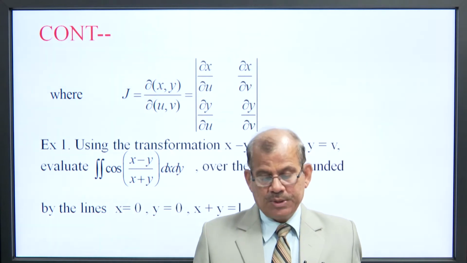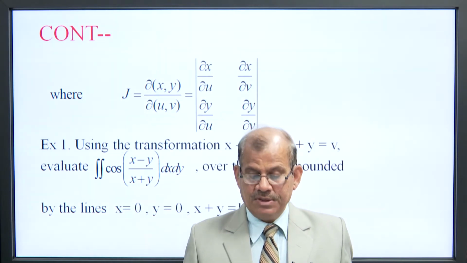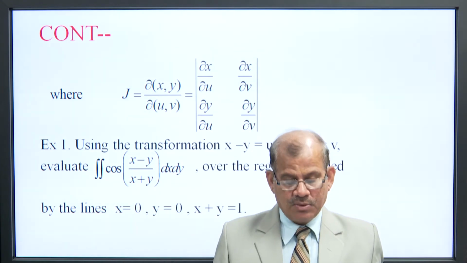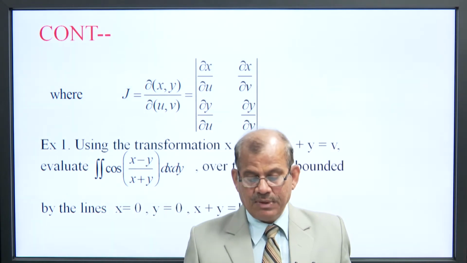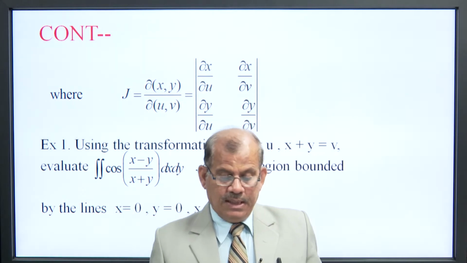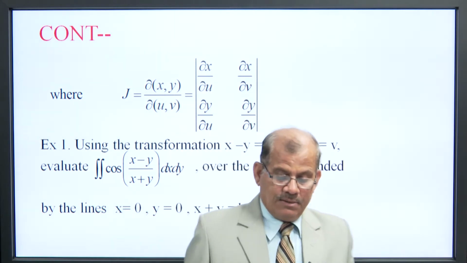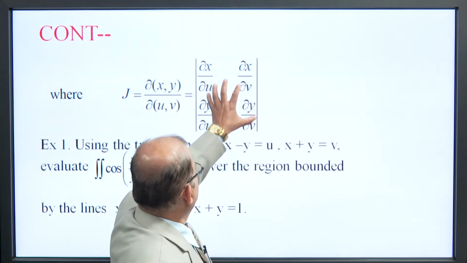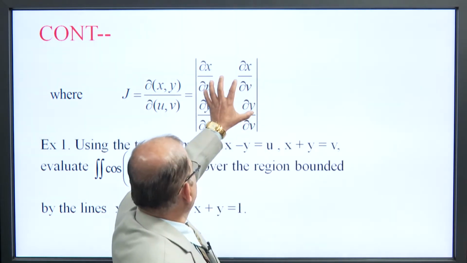Differentiate x with respect to u, differentiate x with respect to v partially, differentiate y with respect to u partially, differentiate y with respect to v partially, we get J, and J is replaced by the result after calculating this.